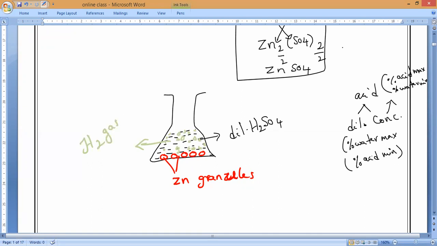And where will zinc sulfate form? Here itself the zinc sulfate will form. Understand, everybody? Please respond. That is what you have to remember. So this is the first example of evolution of gas.